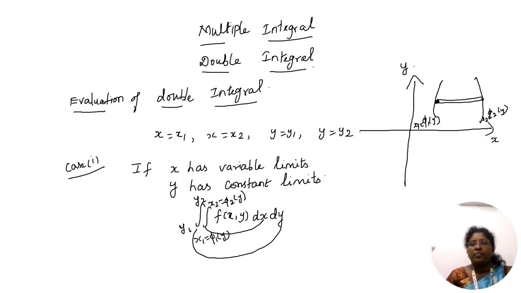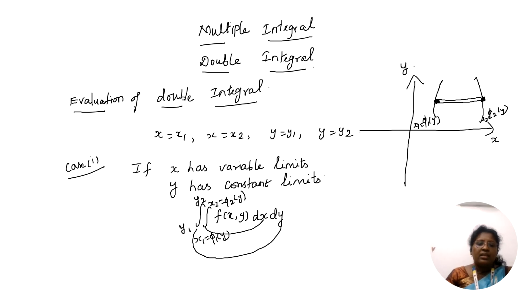So see here, the left end of this horizontal strip will give the lower limit. The right end of the horizontal strip will give the upper limit. So to find the lower limit, take the starting point of the horizontal strip. To find the upper limit, take the ending point of the horizontal strip. So from this we can get the inner integral limits, the x limit.